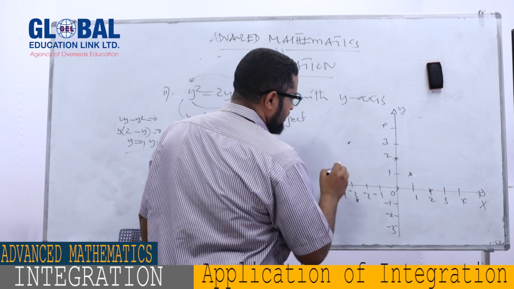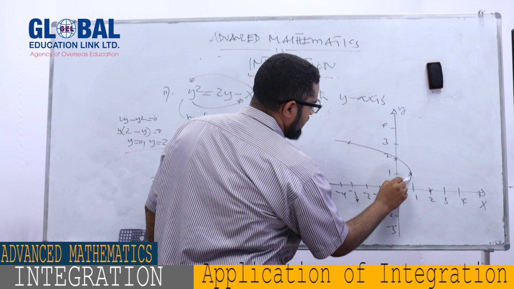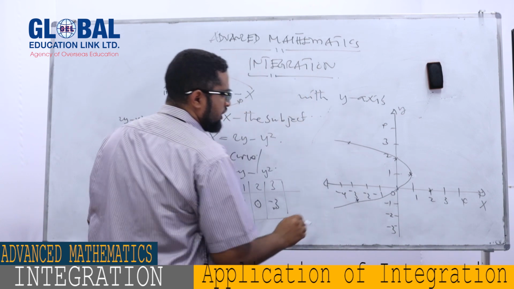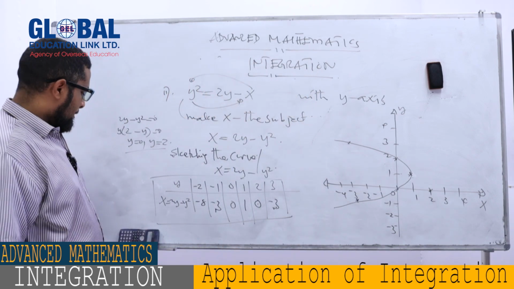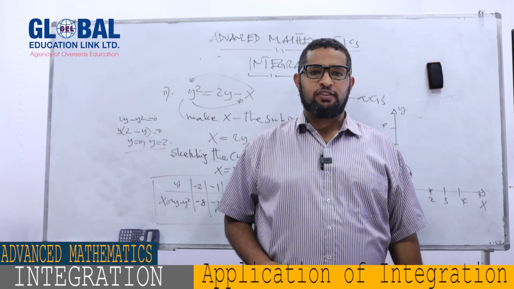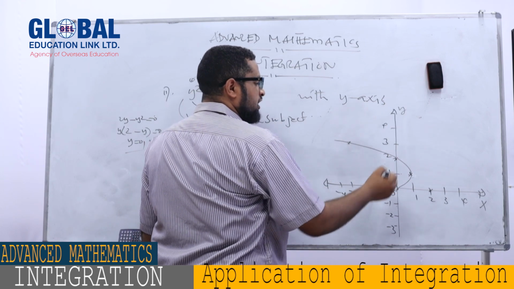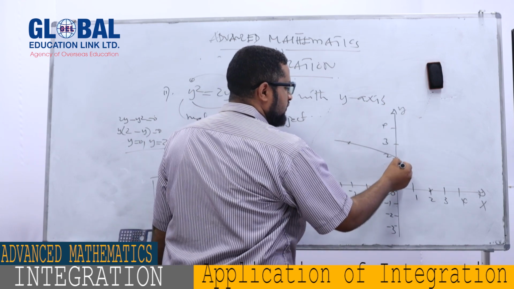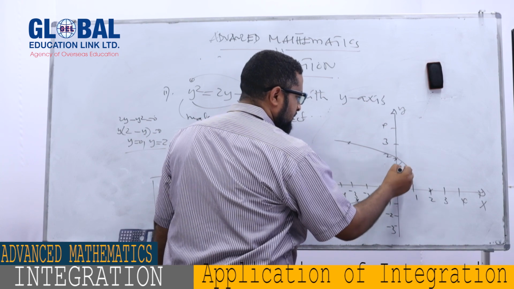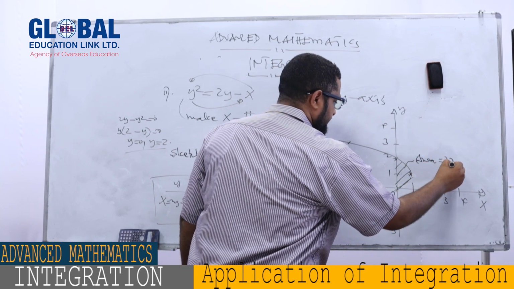Now, joining the points, you will be having such kind of a graph. But we are asked for the area bounded by the curve and the y-axis. So this is the y-axis, and the region that you're supposed to find is this part. This is the required area.